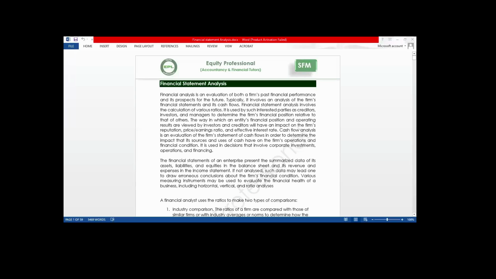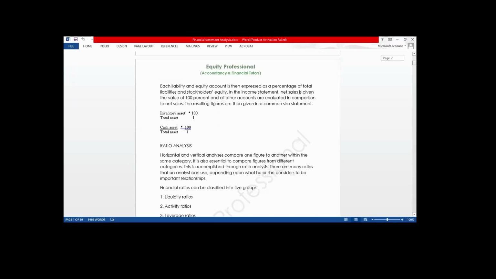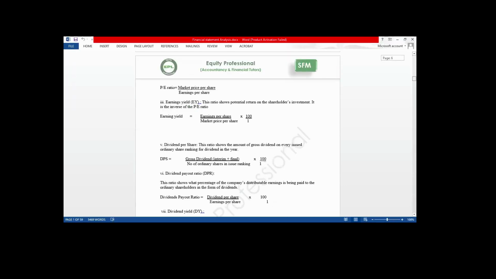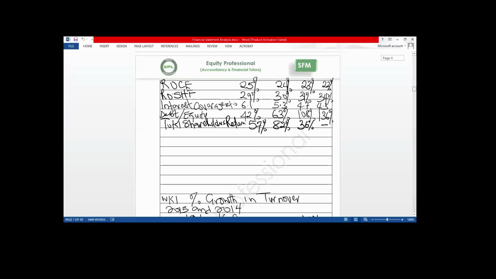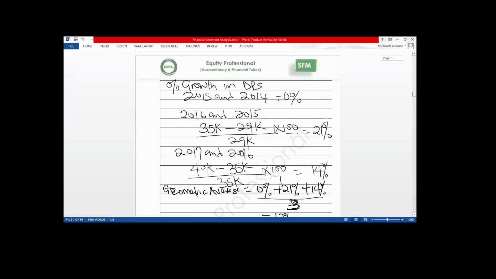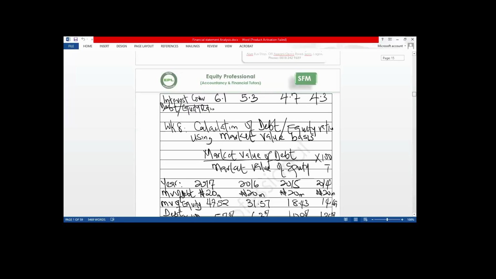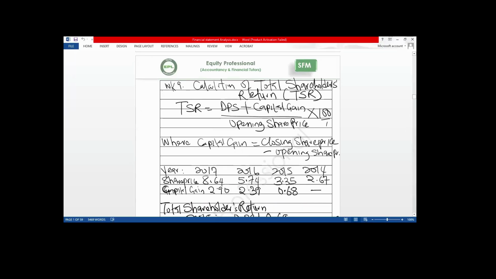Tonight we are looking at question number 2, page 148/149. Please, let's go to our study pack. We are looking at question number 2. This question is on financial statement prediction. Let us go to our study pack, page 148-149, illustration 2.